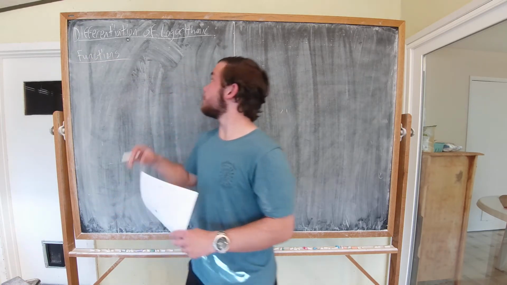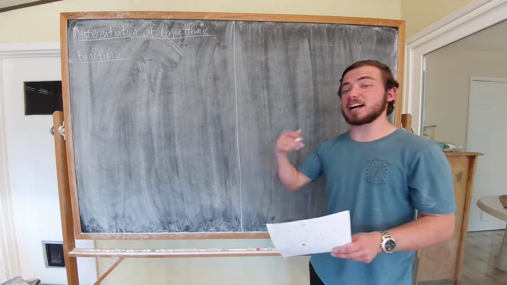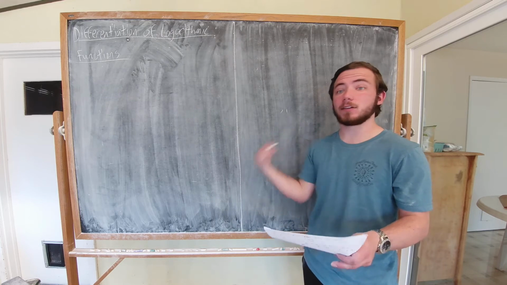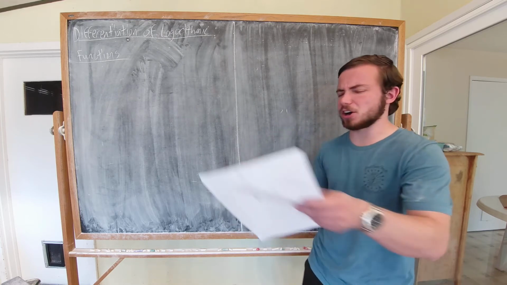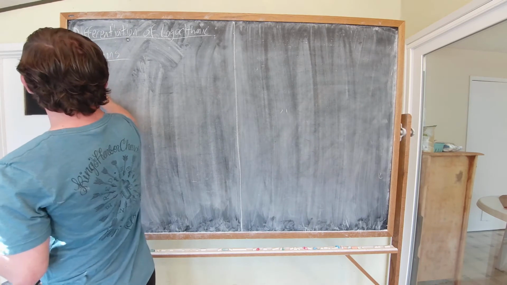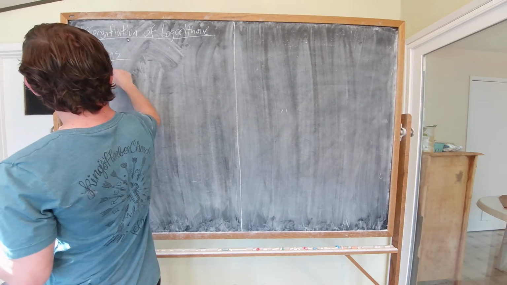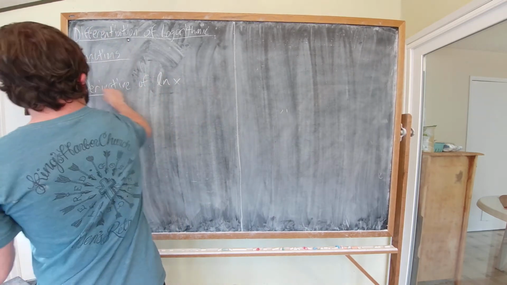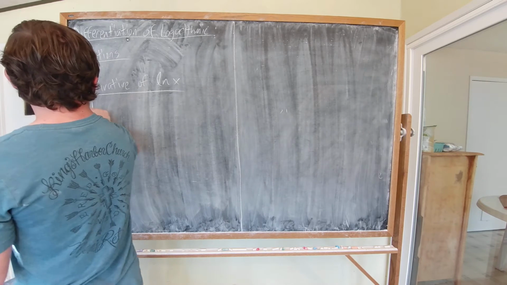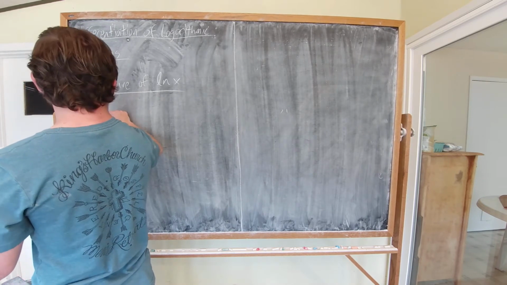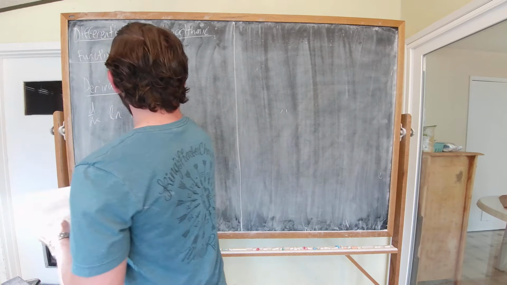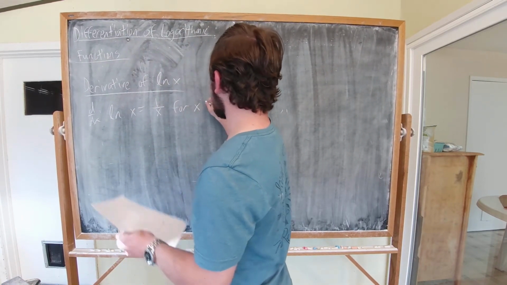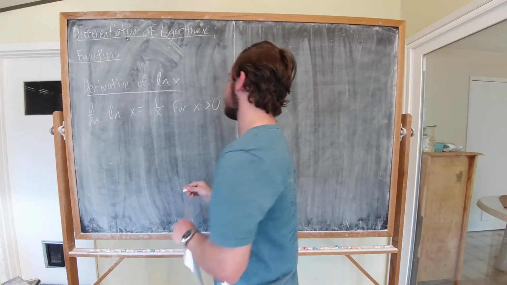All right, everybody. So, last video we talked about differentiating exponential functions. Now, let's hit the flip side of that coin and talk about differentiating logarithmic functions. To begin, let's start off with the derivative of the natural logarithm. So, the derivative with respect to x of the natural log of x is equal to 1 over x for x greater than 0.